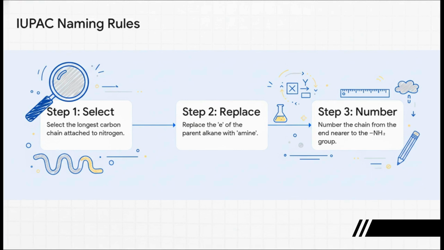And check this out. This is the art of simplification in action. Instead of some dense textbook paragraph, you get 3 simple, clear steps. Select, replace, number. It's not just easier on the eyes. It's way easier for your brain to process and lock into memory. It's a clear recipe for getting the right answer.